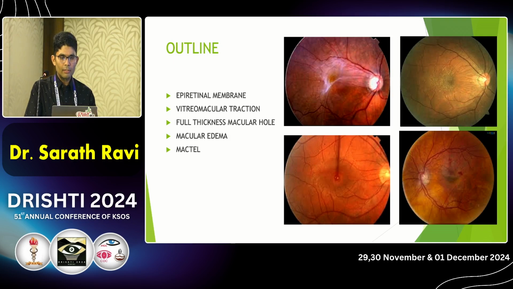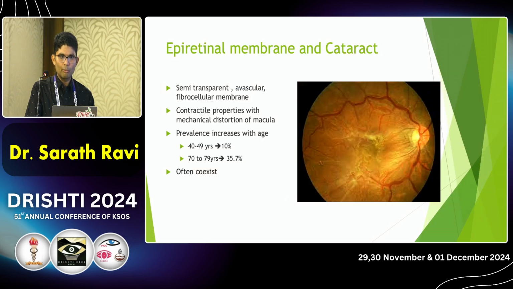Thank you, Harshali, for this opportunity. I'll be dealing with how to optimize the results of cataract surgery when you have a coexisting macular pathology. In this discussion, we'll be going through some of the common macular pathologies that we encounter in patients who turn up for cataract surgery. And one of the most common is an epiretinal membrane.